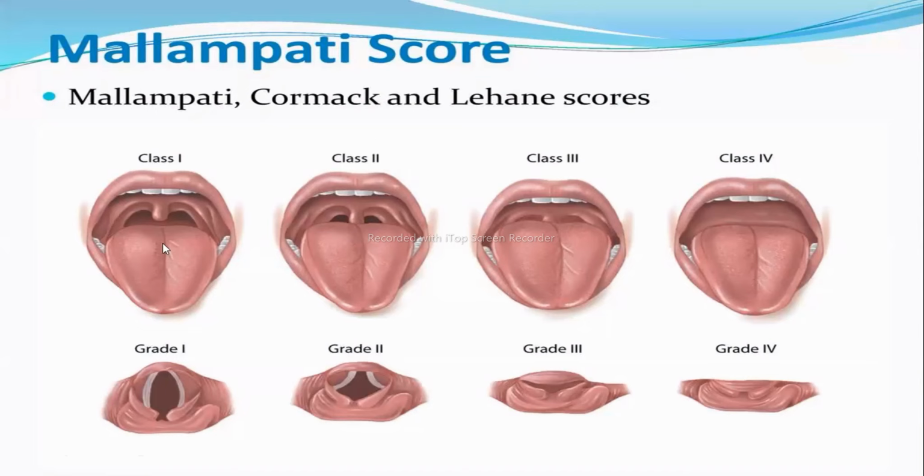But here, the Mallampati score or the Cormack and Lehane score, these scores are for when you will do elective intubation. For example, you will intubate the patient after 1 hour, 2 hours, 3 hours, or maybe tomorrow. So you have to assess his airway. But if the patient has anaphylaxis now and you cannot control his airway, you have to intubate now. You don't have time to assess his airway.